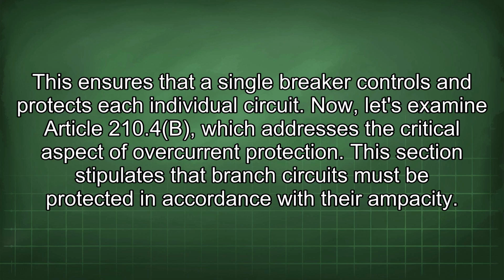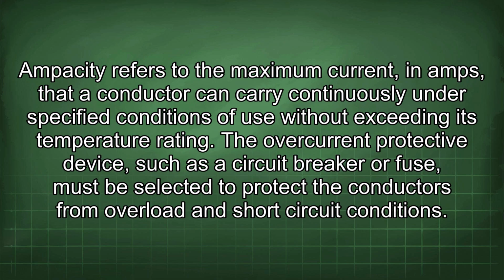Now let's examine Article 210.4b, which addresses the critical aspect of overcurrent protection. This section stipulates that branch circuits must be protected in accordance with their ampacity. Ampacity refers to the maximum current in amps that a conductor can carry continuously under specified conditions of use without exceeding its temperature rating. The overcurrent protective device, such as a circuit breaker or fuse, must be selected to protect the conductors from overload and short circuit conditions.